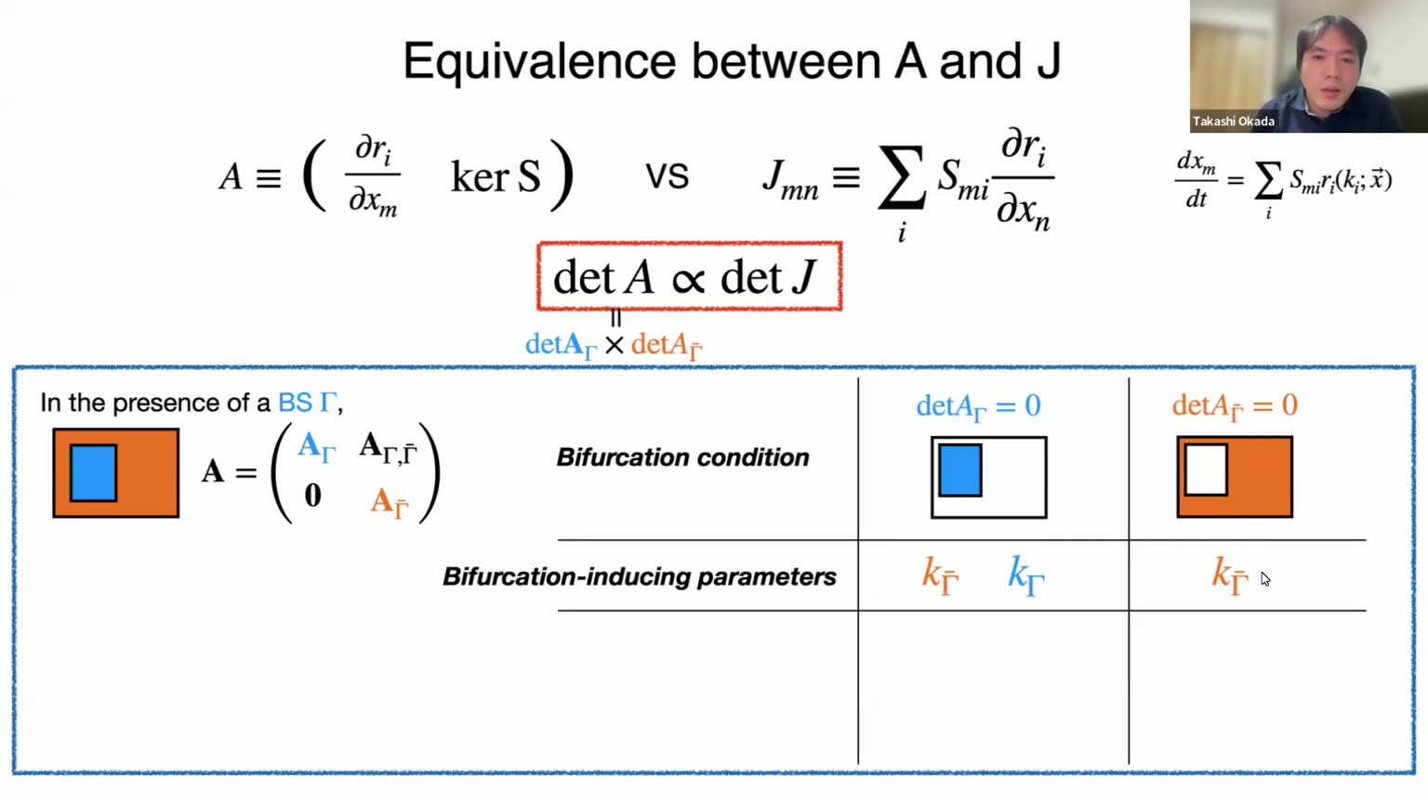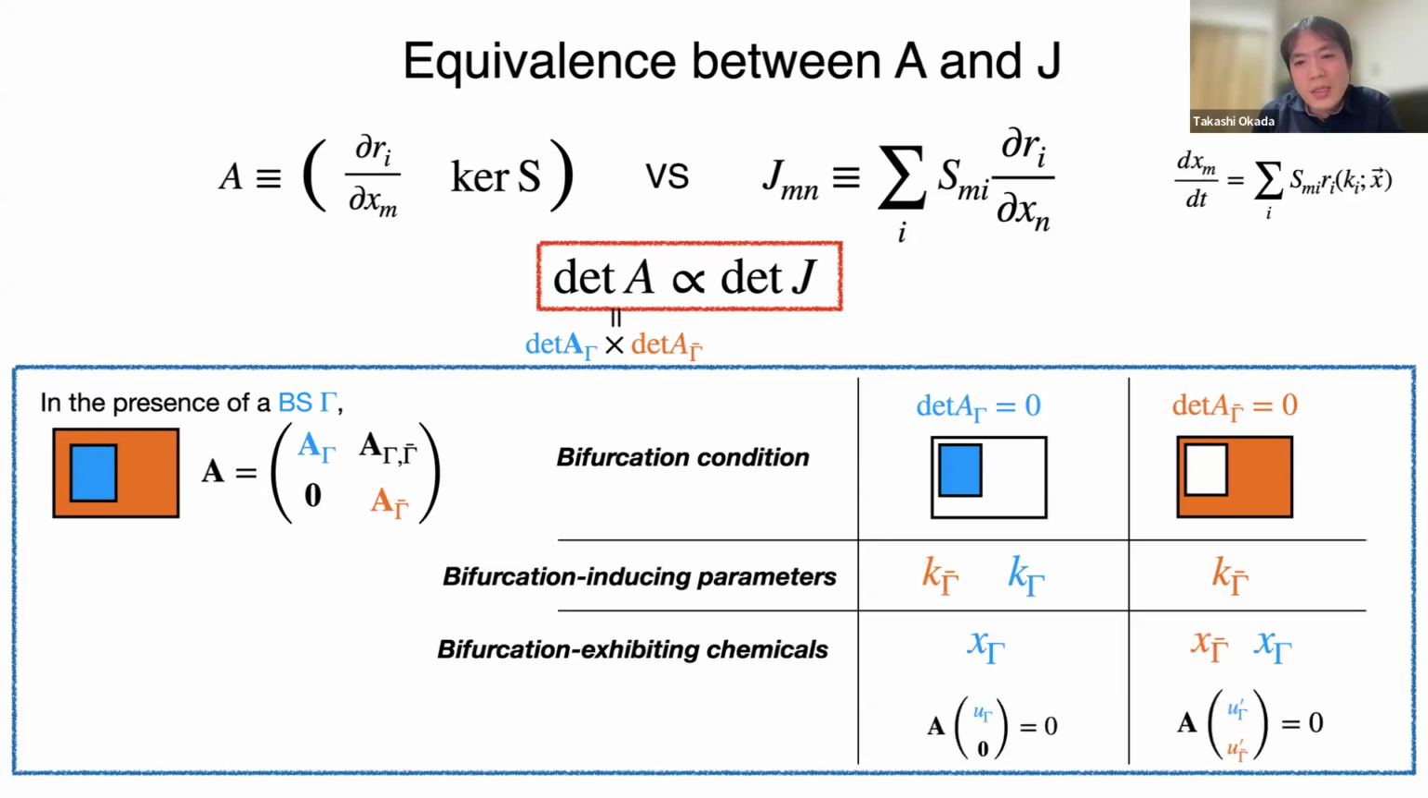Okay, and furthermore, the chemical species that exhibit bifurcating behavior also differ between these two cases. Specifically, when the buffering structure becomes singular, then only chemical species inside the buffering structure exhibit bifurcation. On the other hand, when the outside becomes singular, all chemical species exhibit bifurcation.